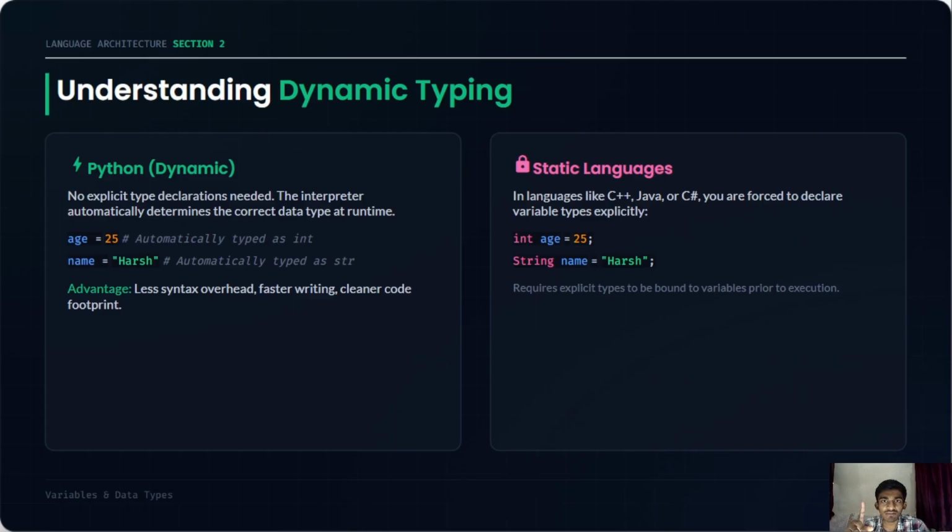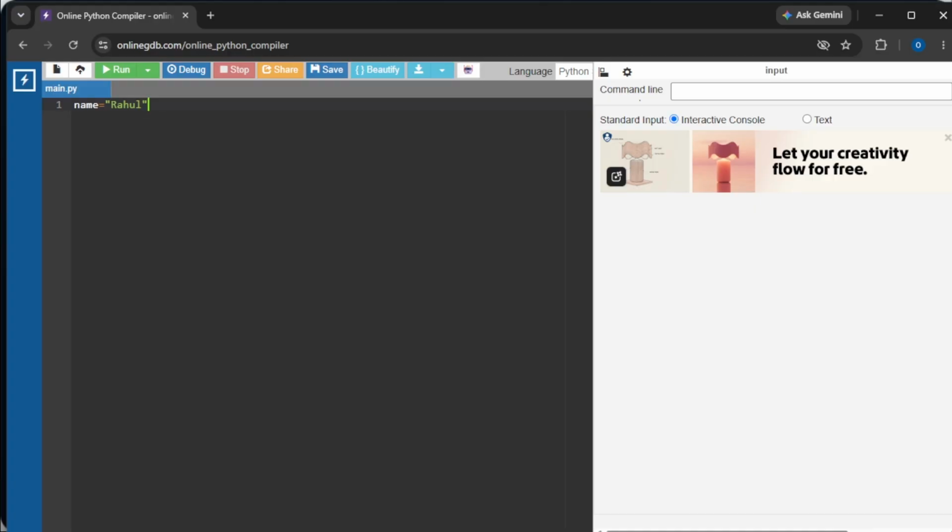But there is one interesting part. We don't have to tell Python the type. Let's see what that means. Let me switch to the online compiler. Now here I will write age equals 25. Did I tell Python that this is an integer? No. Python looked at the value and immediately understood that this is a whole number. So I will write name equals Rahul, but I didn't tell Python this is text. Python figured it out automatically.